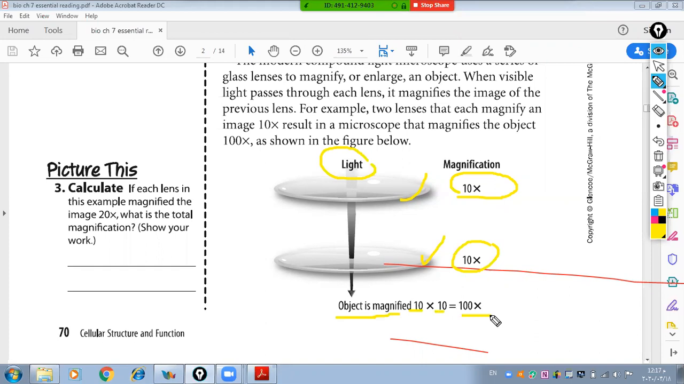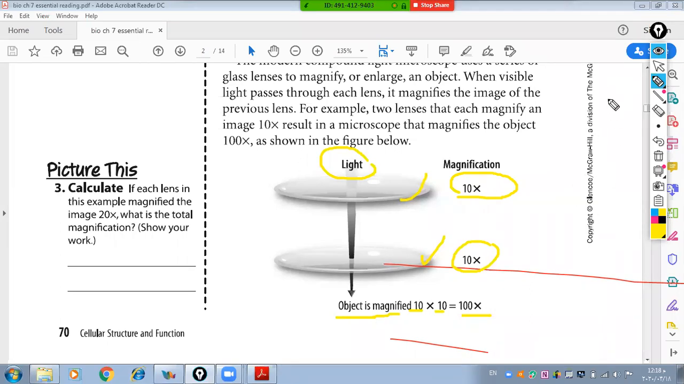If there are 3 lenses, it's 10 times 10 times 10, which will be 1000. But most compound light microscopes use only 2 lenses because we can have distortion on the image if we use more than 2 lenses.